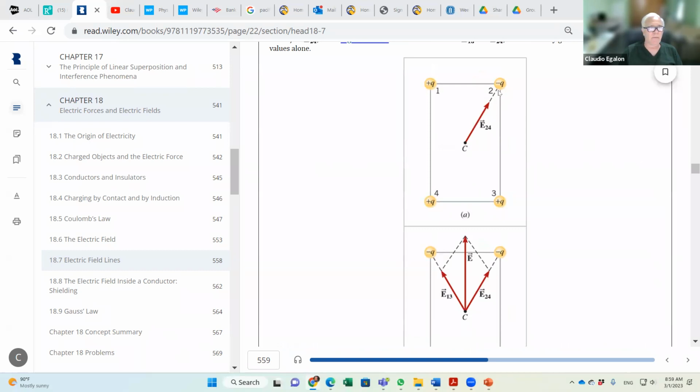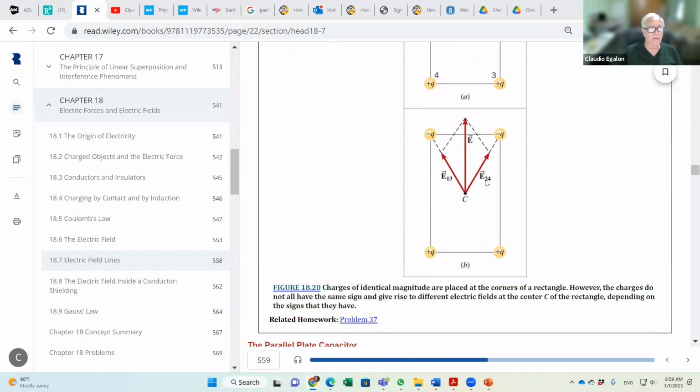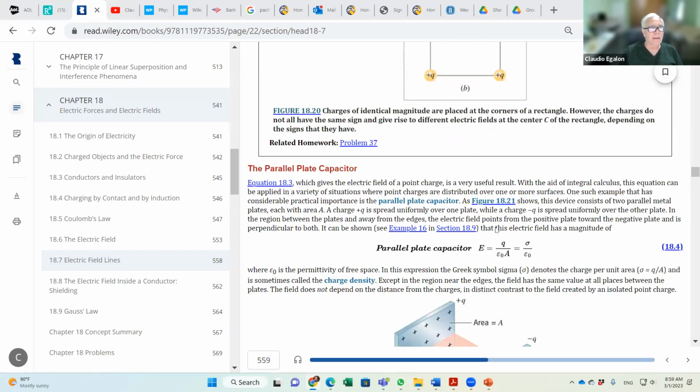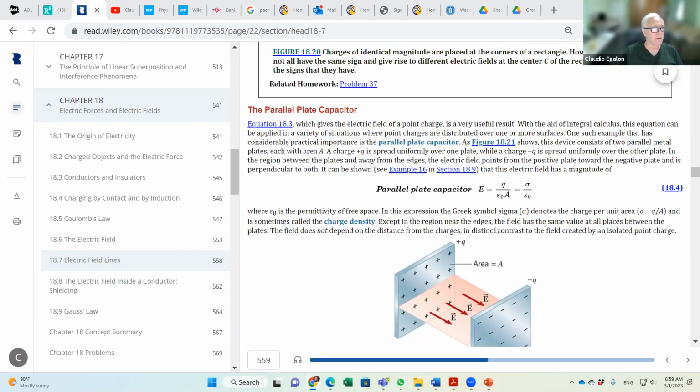This one is the net field between 2 and 4. Here is the electric field due to point charge 1 and 3. That's charge 1 and that's charge 3. And here we have the net field of the four charges.